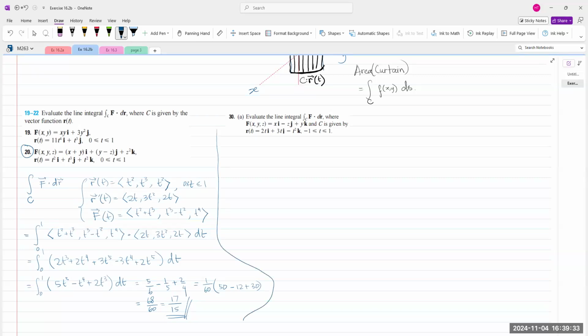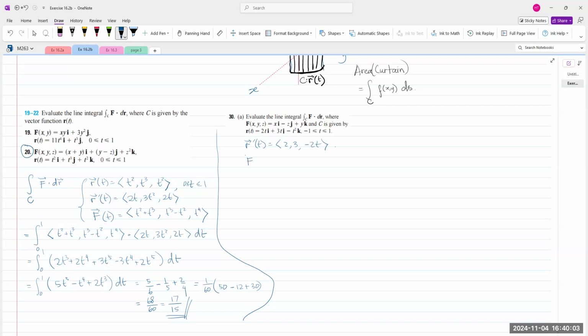Number 30, evaluate. That's part A, evaluate. There's part B here, but as I remember, part B requires us to use some kind of software, so I just do part A. Evaluate the line integral over curve C of f dot dr, where f is that and r(t) is this. So r prime t will be 2, 3, negative 2t.